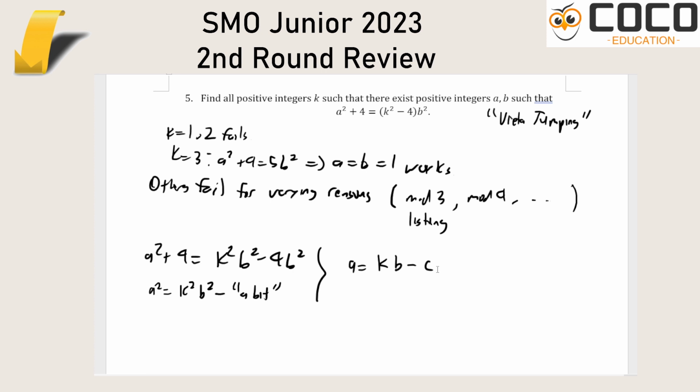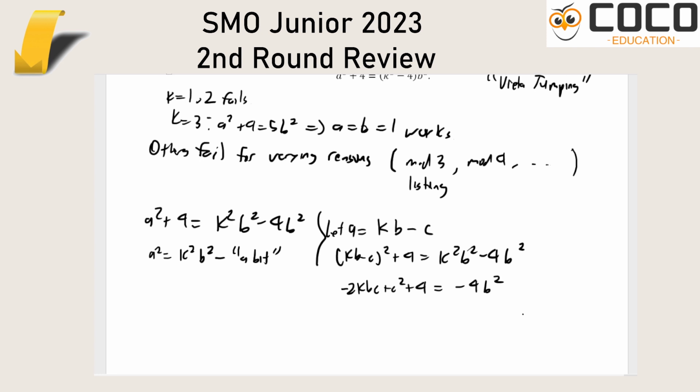I want to cancel off the most messy looking one, which is k squared b squared. Now, this is just a substitution. Of course, a is going to be something less than kb. I don't know how much less, but if I put it in, and let's just cancel off the k squared b squared, I'm left with this, which if I make k the subject, k would be equal to c squared plus 4b squared over 2bc.